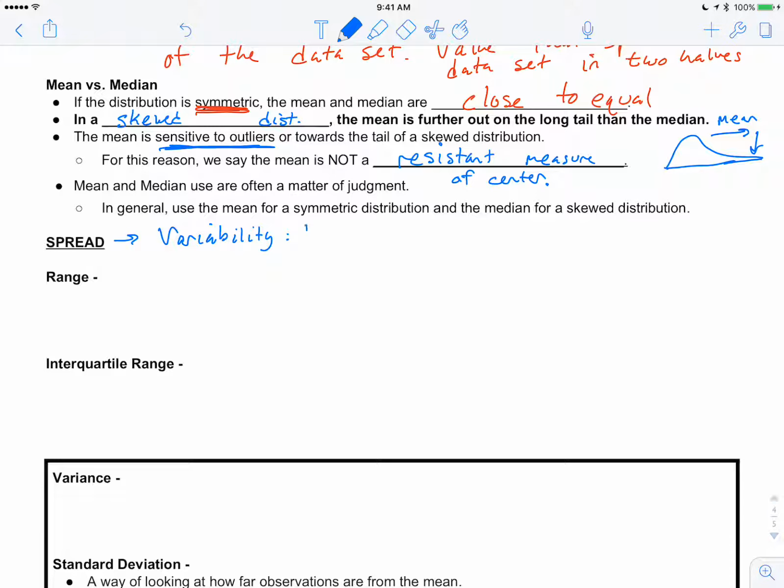How different are the values? Are they really different? Are they pretty close to being the same? That's what spread asks or answers. So how different are the values for a variable?